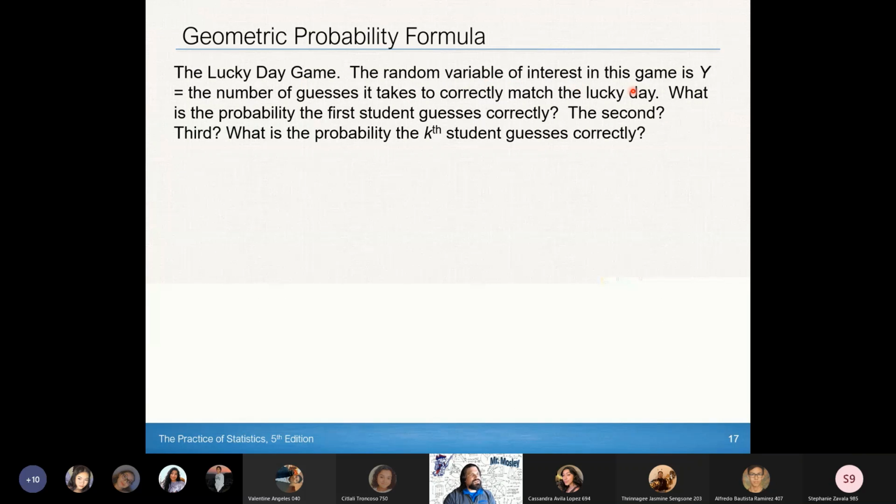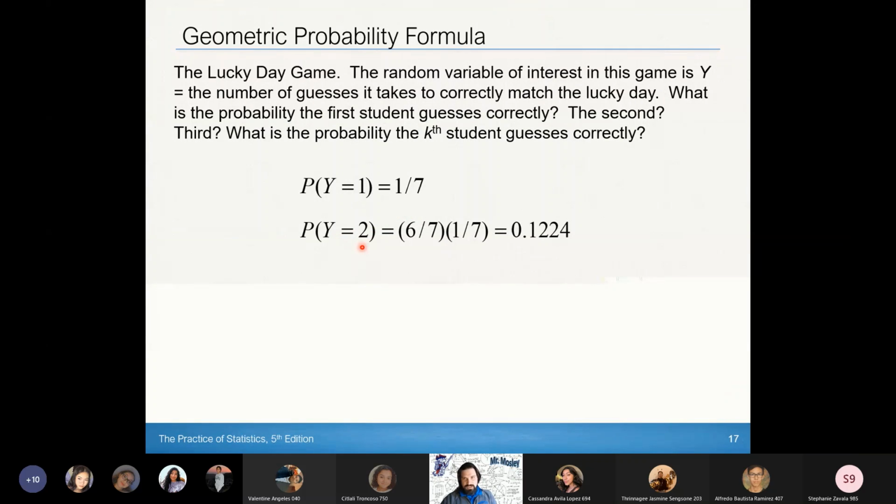The random variable of interest in this game is y, which is equal to the number of guesses it takes to correctly match the lucky day. What's the probability the first student guesses correctly, second, third? What's the probability the kth student guesses correctly? For the first student to get the correct answer, there's a 1 in 7 chance. There are 7 days to choose from, so they have a 1 in 7 chance of picking the correct one.